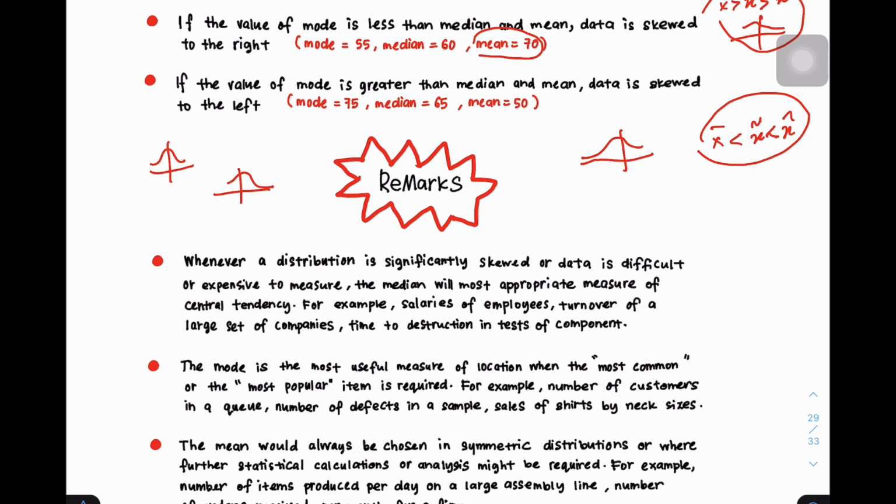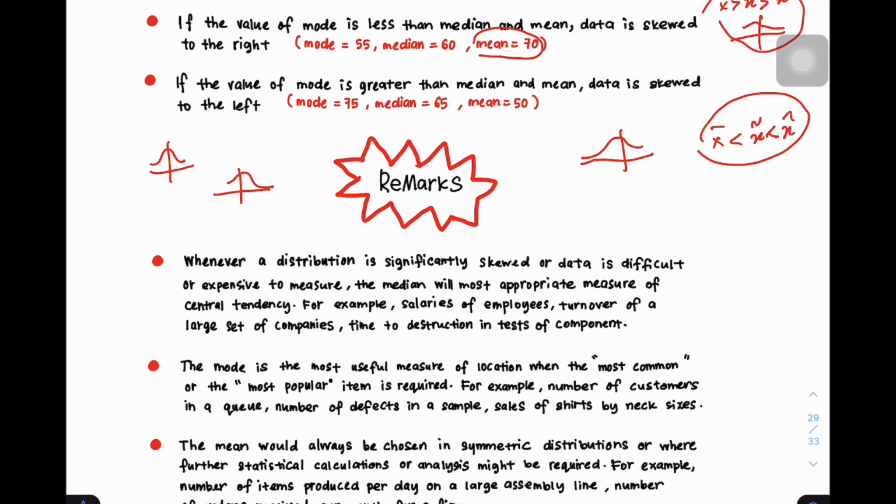So katakanlah kita tak boleh nak relate the value of mean, median and mode untuk kita ukur kita punya data, atau kita tak boleh nak cari the quartile. Okay, measure of location and position, measure of dispersion, kita susah nak cari untuk sesuatu jenis data. So median ini adalah measure of central tendency yang paling digunakan. Okay, paling appropriate measure, maksudnya paling baguslah untuk kita gunakan untuk kita ukur measure of central tendency. Contohnya kalau kita nak cari salaries of employees, so kita tengok dia punya median. Kita nak tengok turnover of a large set of companies contohnya, so kita tengok dia punya median.